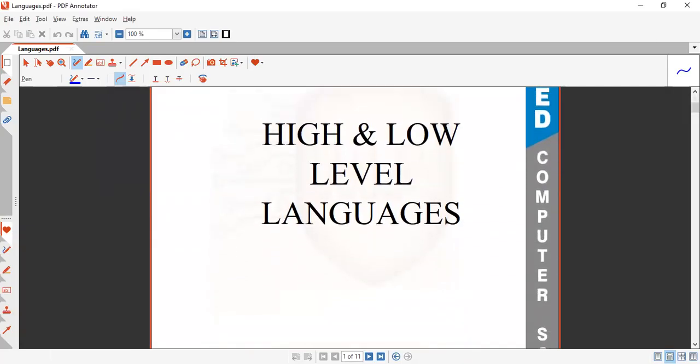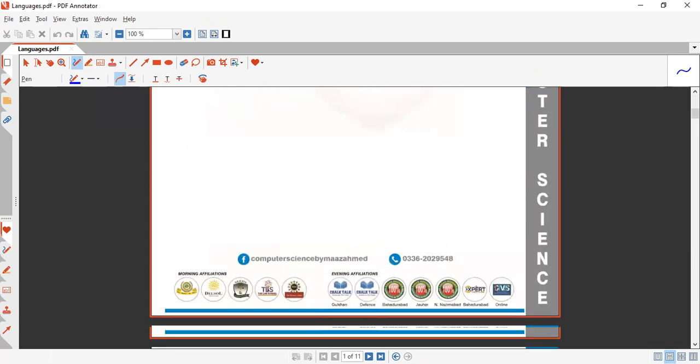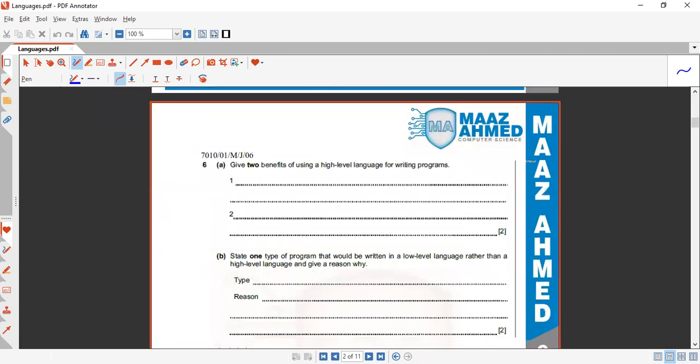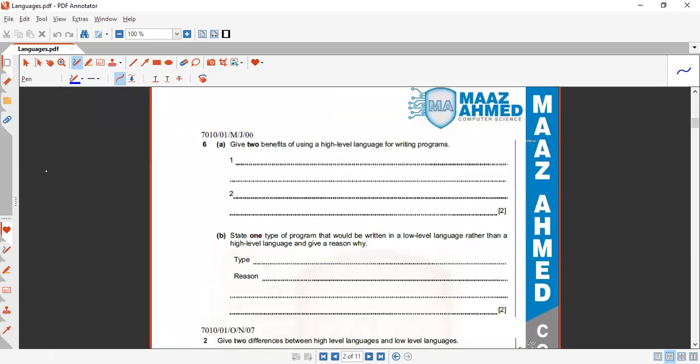Okay, now here we start with the high and low level languages, and these are the past papers for this. Okay, now it's 701001 May June 2006. Give two benefits of using the high level language for writing the programs. Yeah, any idea? Easily understandable by humans. Okay, easy to debug.